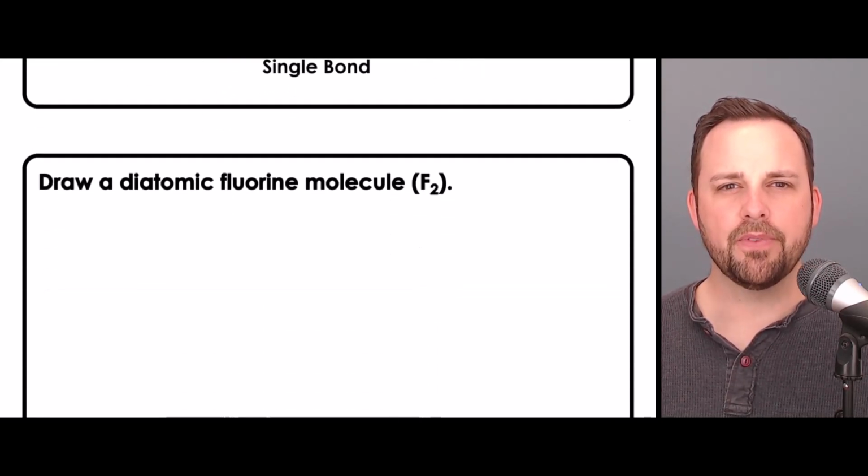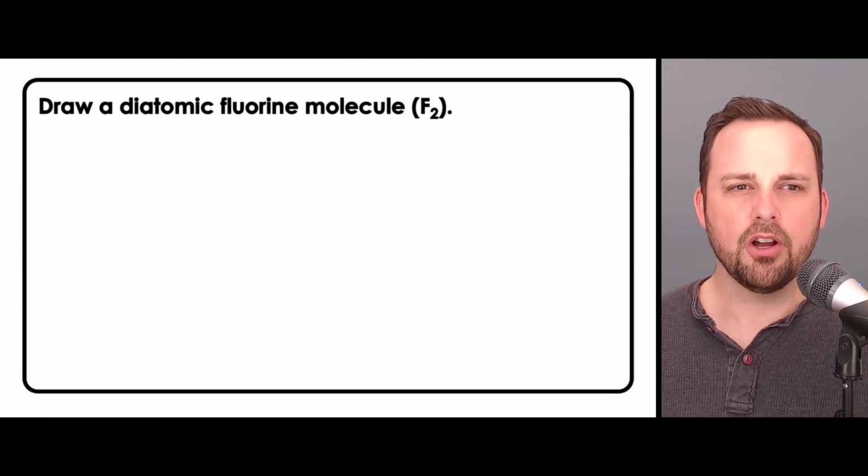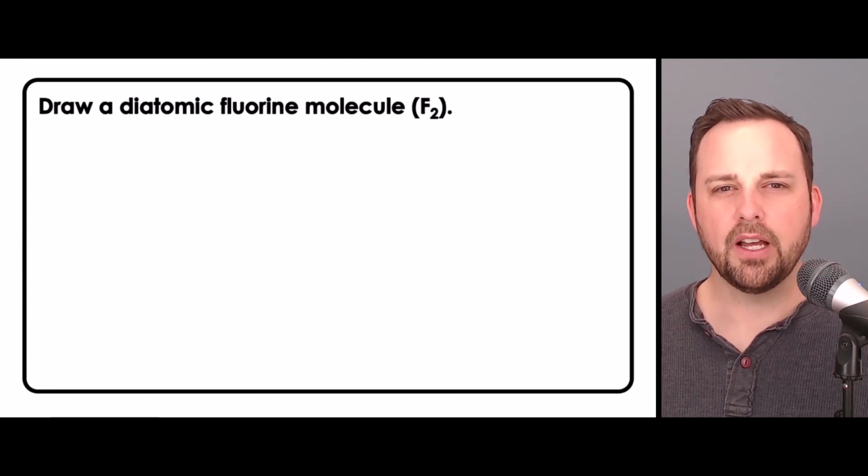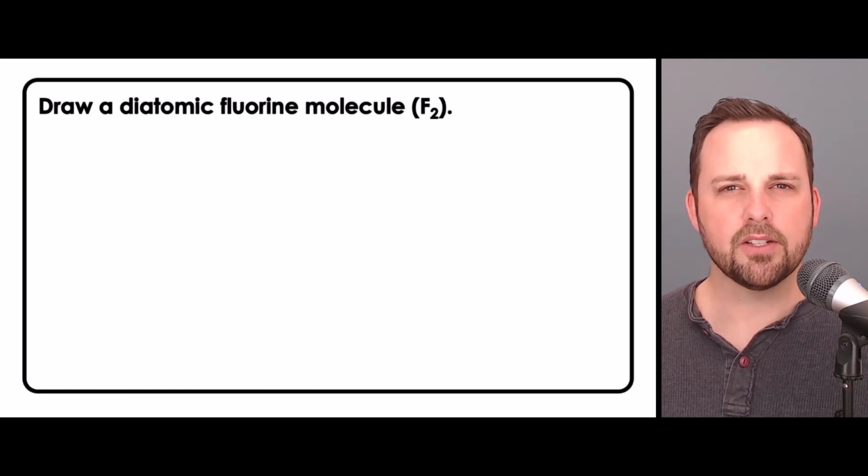Here's another example that you can try on your own if you'd like. Draw a diatomic fluorine molecule, which we write as F2. Pause this video and take a second to try to do it on your own.